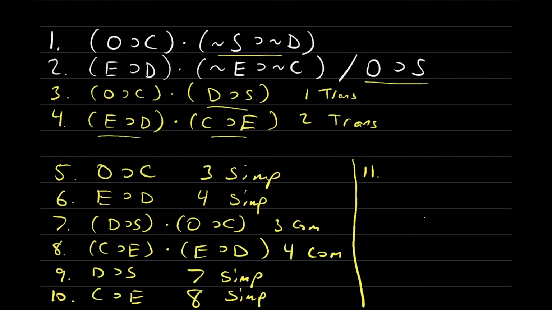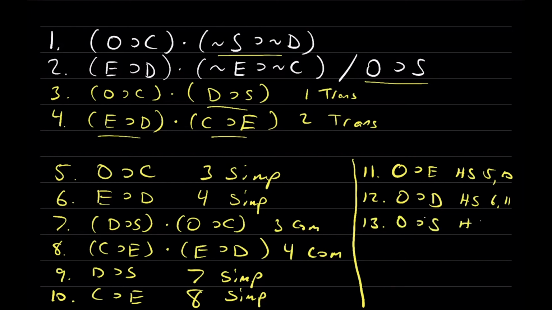Well, we said that O implies C, but C implies E. We can see that now on lines 5 and 10. So from that, we can get O implies E by hypothetical syllogism. So HS lines 5 and 10. Now line 11 says O implies E, but back on line 6, we know that E implies D. So from hypothetical syllogism again, we can get O implies D. That's going to follow from hypothetical syllogism line 6 and 11. Now we know that O implies D on line 12, and line 9 tells us that D implies S. So from yet another hypothetical syllogism step, we can get the conclusion O implies S. From hypothetical syllogism line 9 and 12. And we're done. We've shown the conclusion follows.